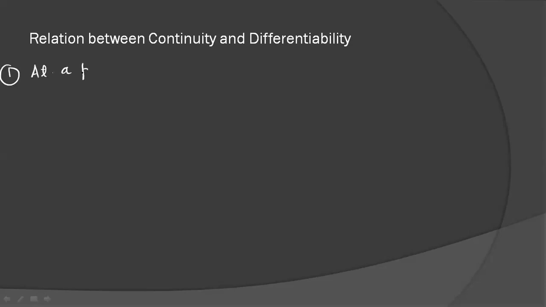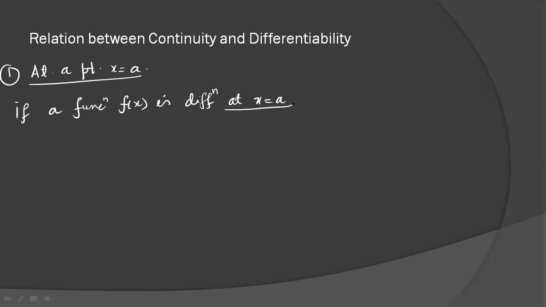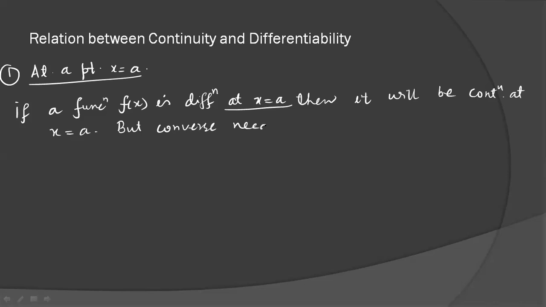Firstly, I am seeing at a point x equal to a. If a function f(x) is differentiable at x equal to a, then it will be continuous at x equal to a. But the converse need not be true. Means if the function is continuous at x equal to a, then it need not be differentiable at x equal to a.